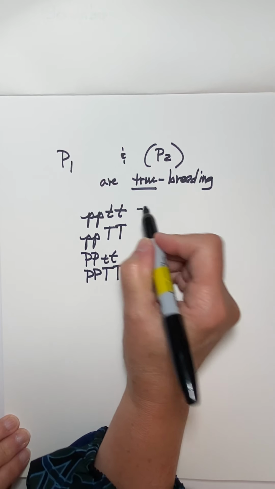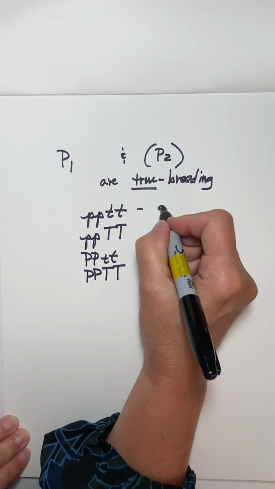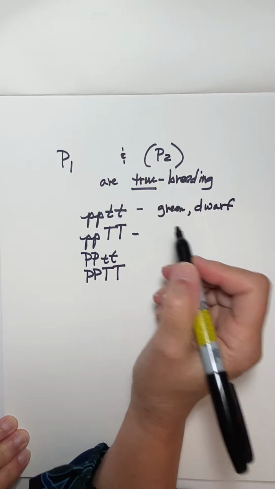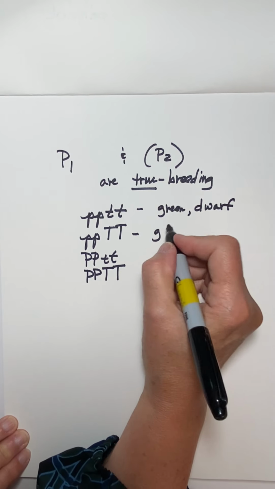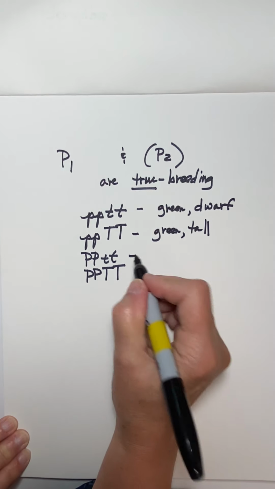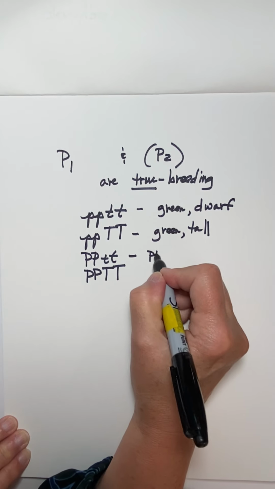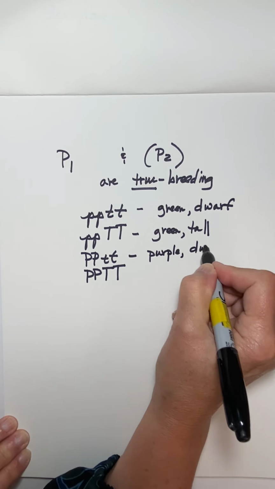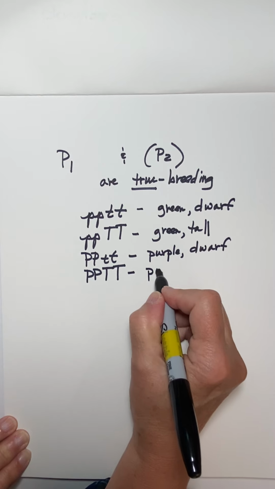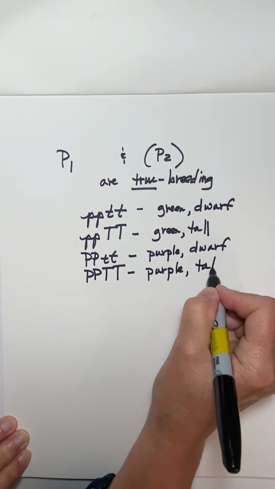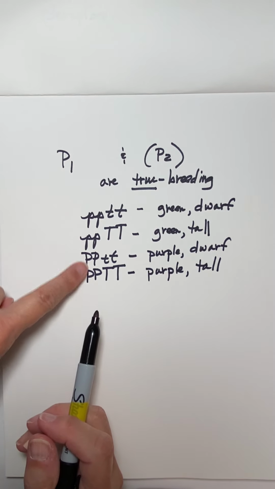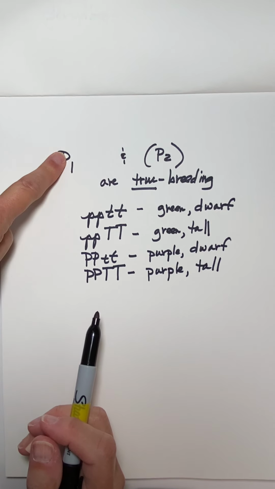So let's look at the phenotype. So what does this mean right here? Little p. So this is green dwarf. Remember what the T's mean. Little p, big T. Big T is green, tall. Big P, little t is purple, dwarf. And big P, big T is purple, tall.